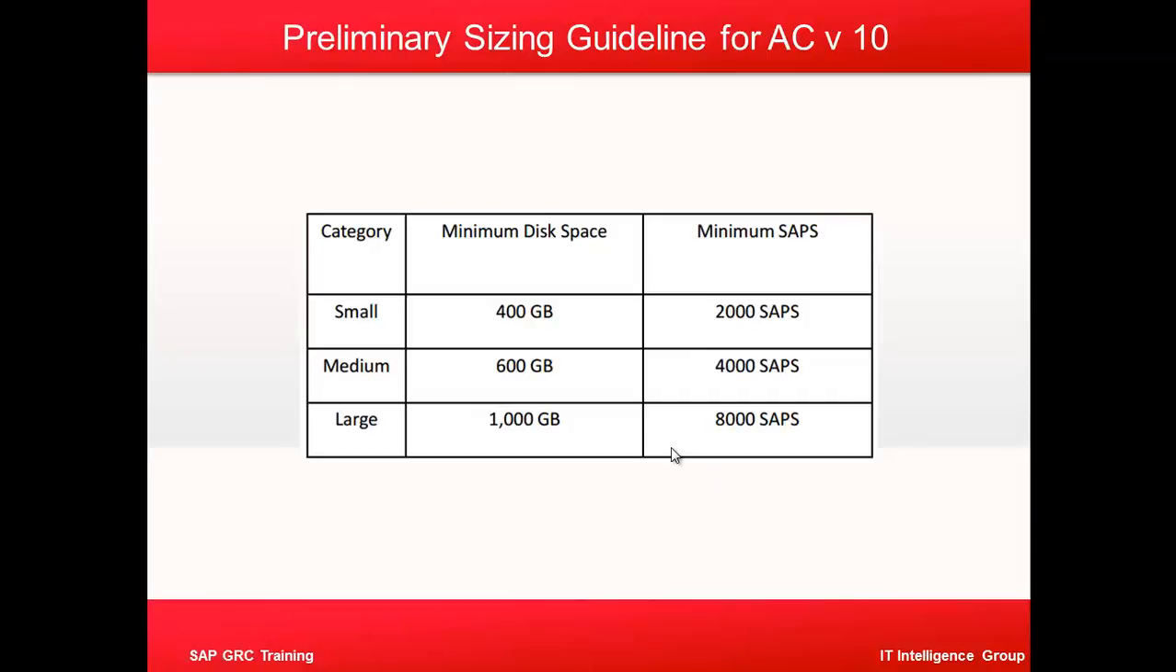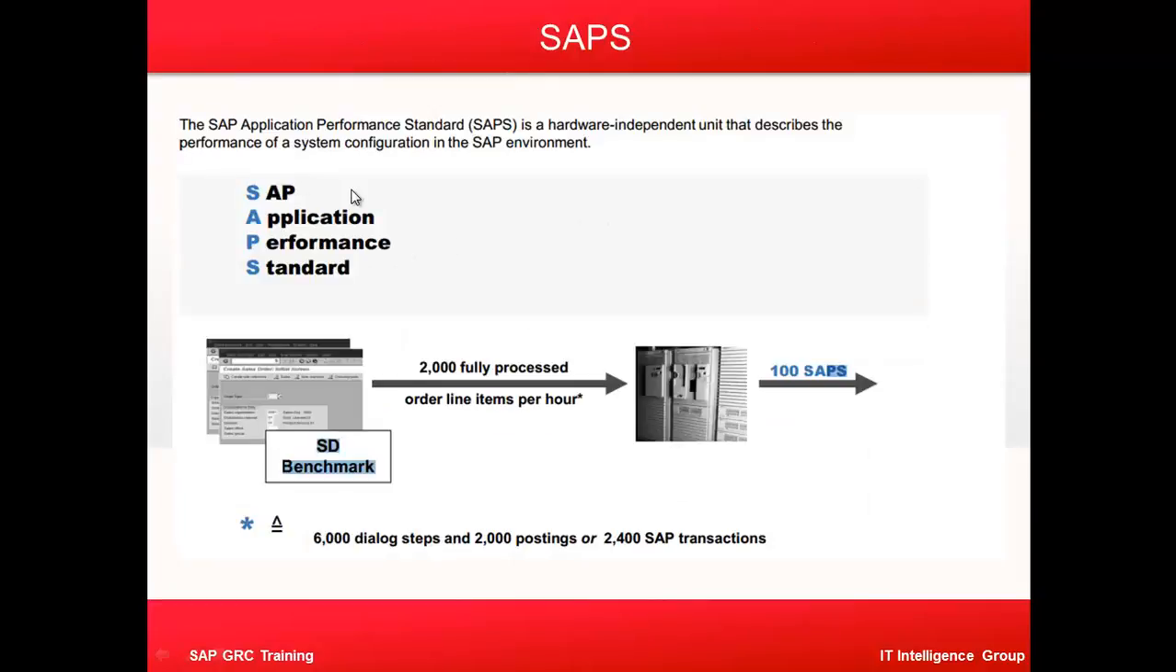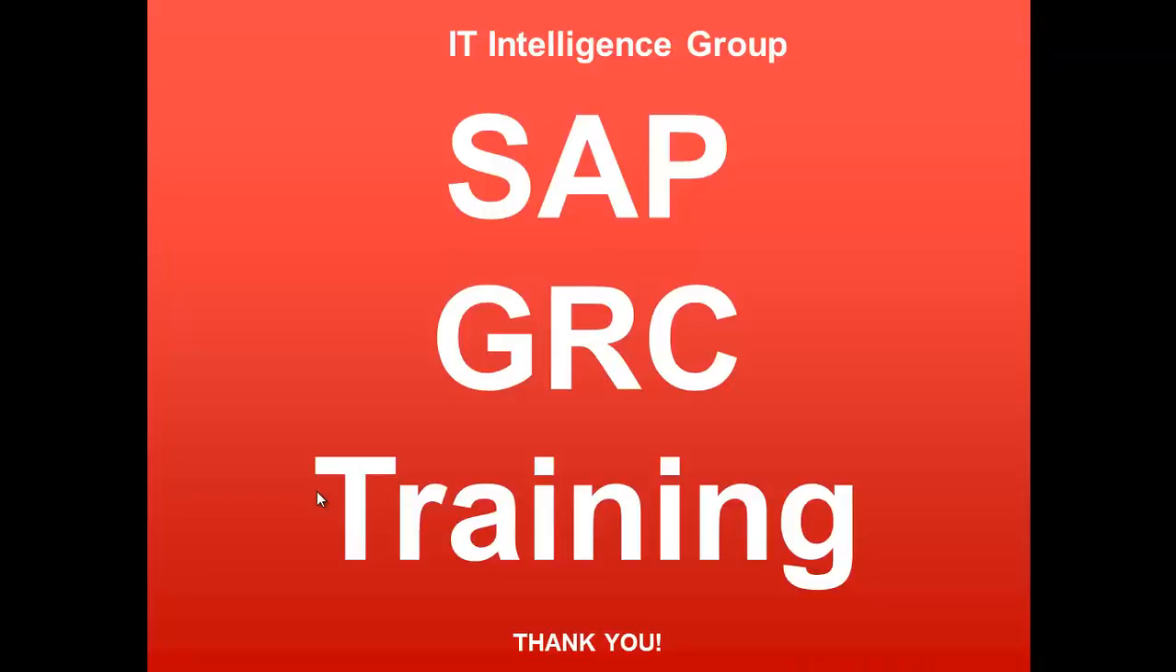For any SAP system, it is sized in the number of SAPS required. SAPS stands for SAP Application Performance Standard. The Application Performance Standard is a hardware-independent unit that describes the performance of a system configuration in the SAP environment. So you have the SD benchmark, that is 6000 dialog steps and 2000 postings, or 2400 SAPS. This is how the benchmarks are created and defined, and they are in turn used to reflect into the capacity.